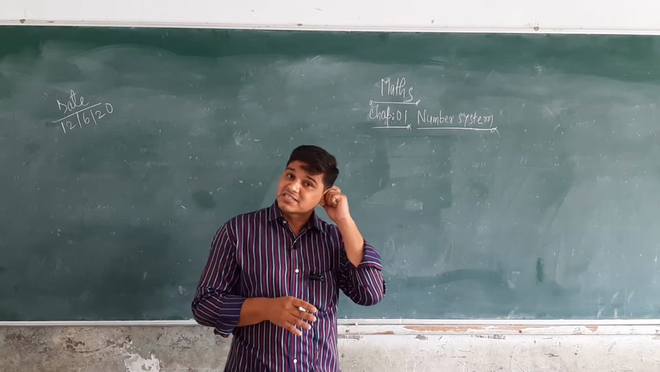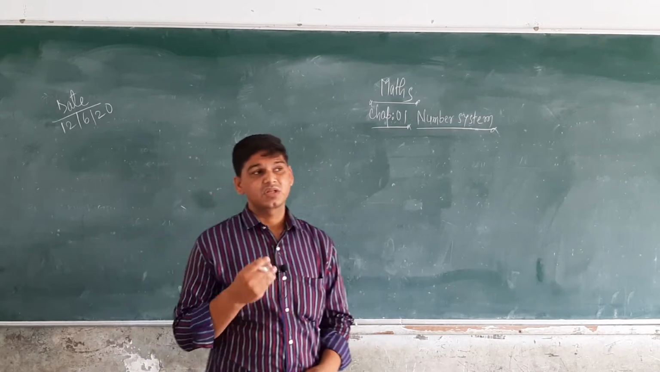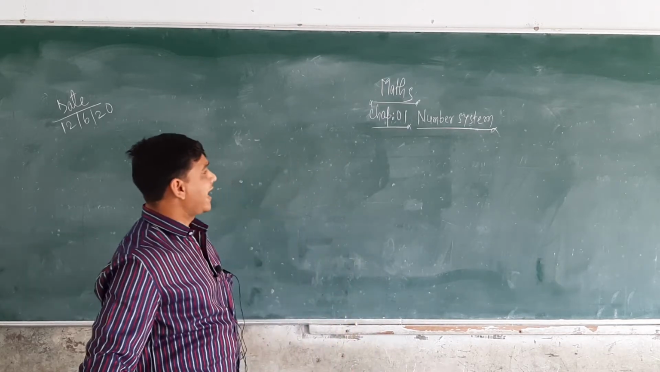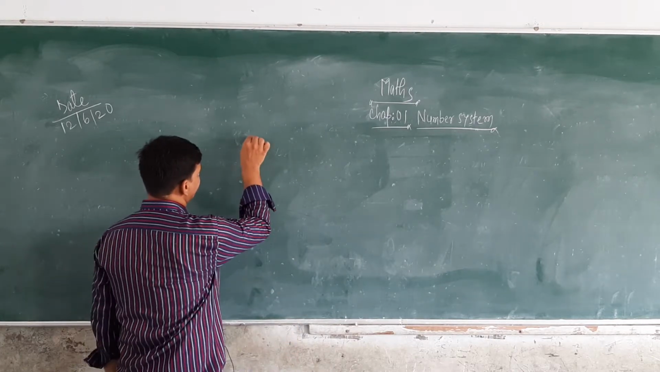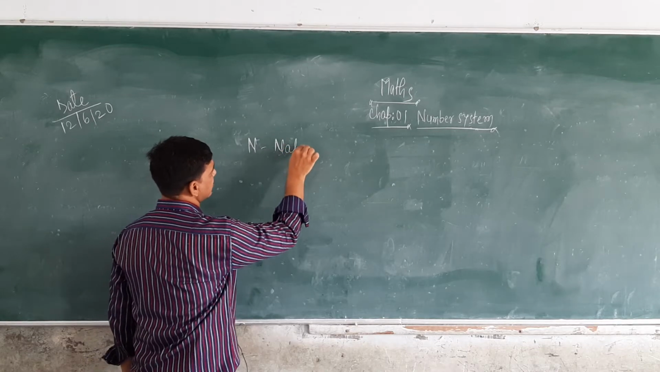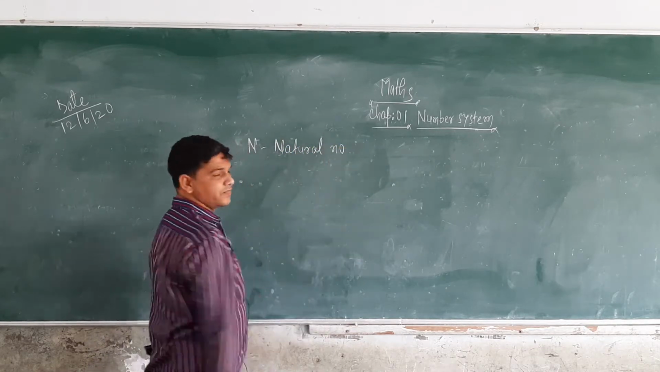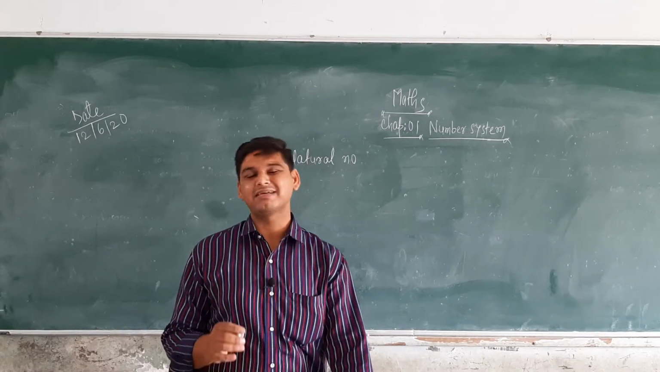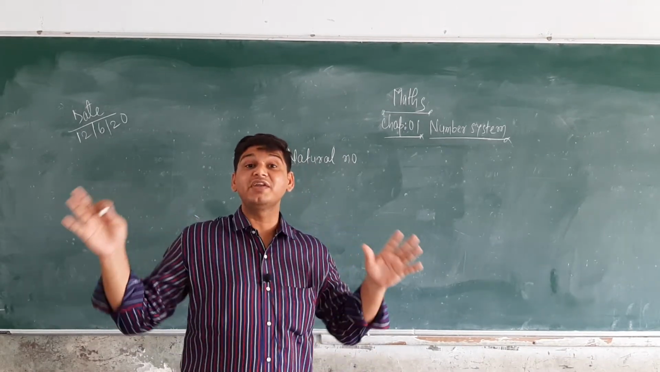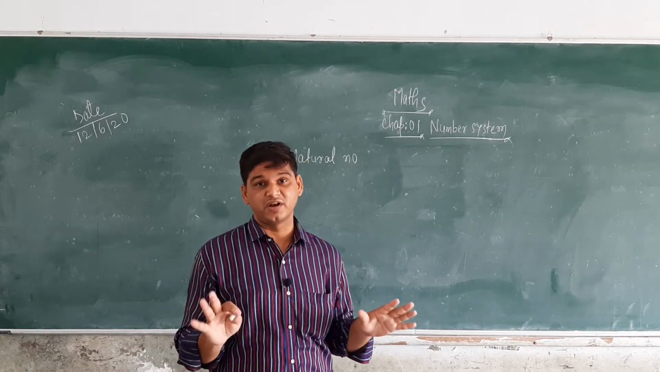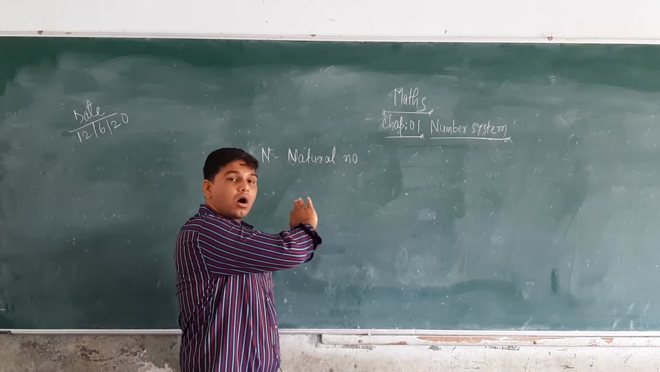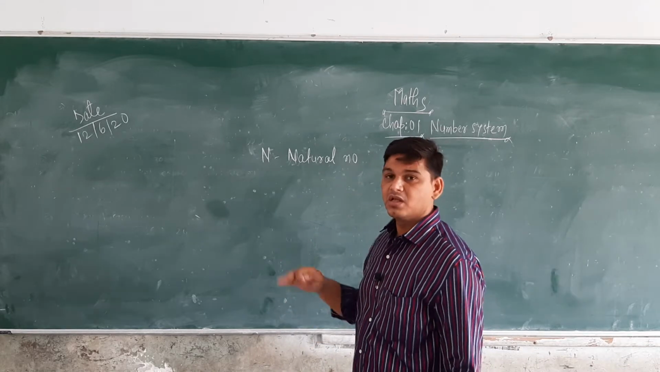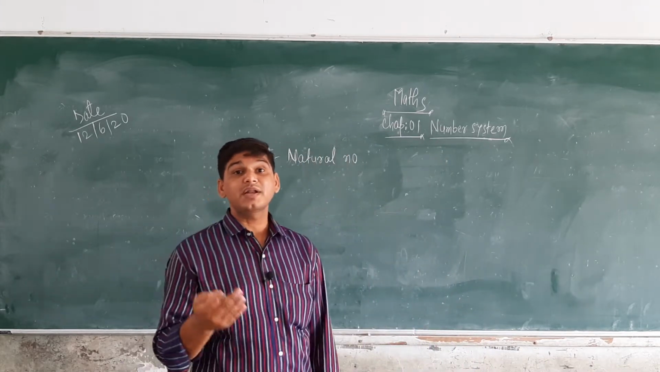Now, first of all we are discussing: what is called a natural number? Generally, a natural number is denoted by N. It includes all the positive numbers, like 1, 2, 3, 4, 5, 6 up to infinity. There is no zero included in the natural numbers, only the positive numbers. So all the positive numbers from 1 to infinity belong to the natural numbers, denoted by N.